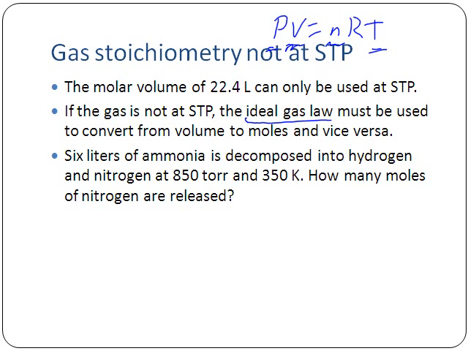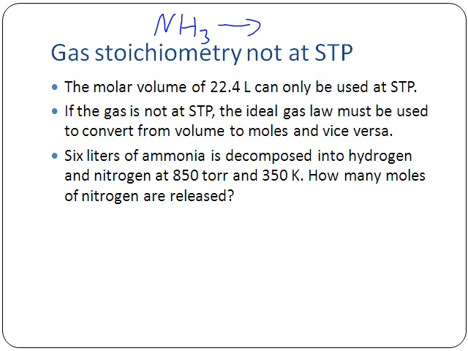The first step on these is it's still a stoichiometry problem, so we still have to balance our chemical equation. In this case, we have a decomposition reaction of ammonia. Ammonia is one of those that you just need to know. It doesn't fit our naming rules, but you just need to know it's NH3. And it's decomposing, so it's coming apart, and it's turning into hydrogen and nitrogen. So hydrogen gas is H2, nitrogen gas is N2. And so we're going to balance this out.